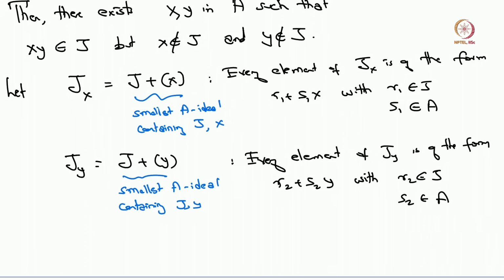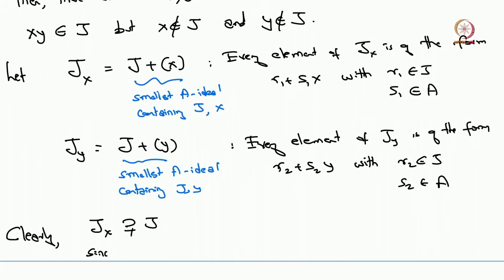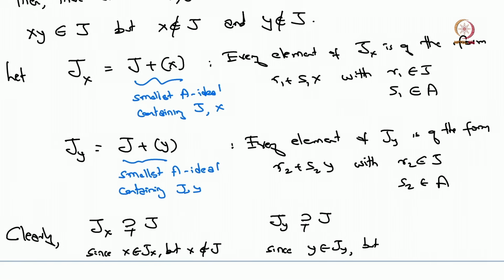Now you see that Jx contains J just by construction, but it strictly contains J since x belongs to Jx, but by hypothesis x does not belong to J. And similarly Jy also contains J, but it strictly contains J since y belongs to Jy, but y does not belong to J, again by hypothesis.